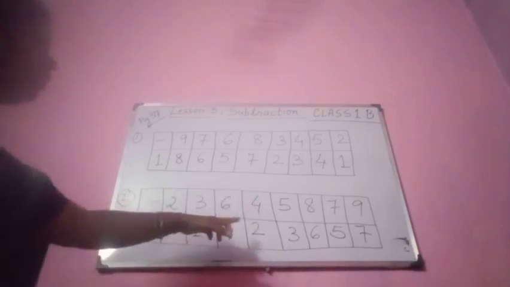Okay, once again I am showing this. See this one. 2 minus 2 will be 0. 3 minus 2 will be 1. 6 minus 2 will be 4. 4 minus 2 will be 2. 5 minus 2 will be 3. 8 minus 2 will be 6. 7 minus 2 will be 5, 9 minus 2 will be 7. So in this way you have to do, children, okay?